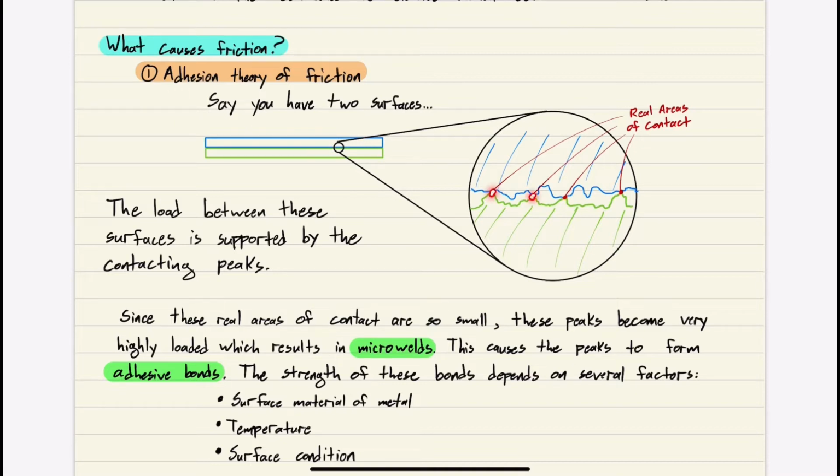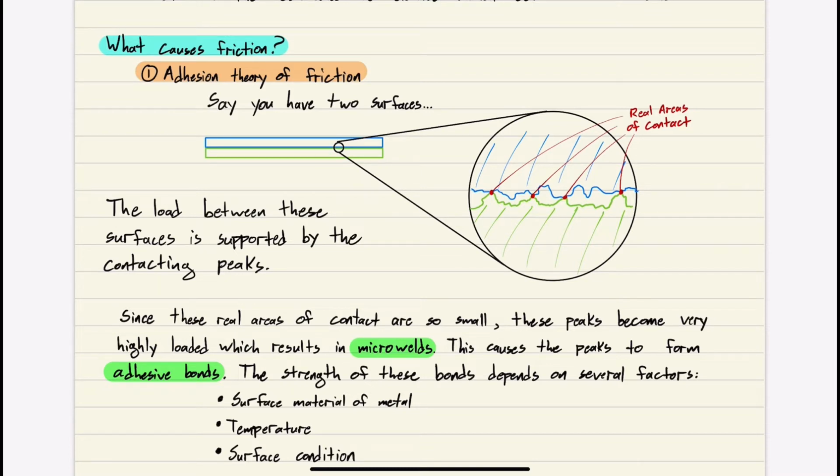You can see wherever these red dots are, they're contacting on these irregular surfaces. These are called the real areas of contact, and the entire load between these two surfaces is supported at these contacting peaks. Since these real areas of contact are really small, the peaks become highly loaded, because you have a load on a very small area, which results in micro welds, and this causes the peaks to form adhesive bonds.